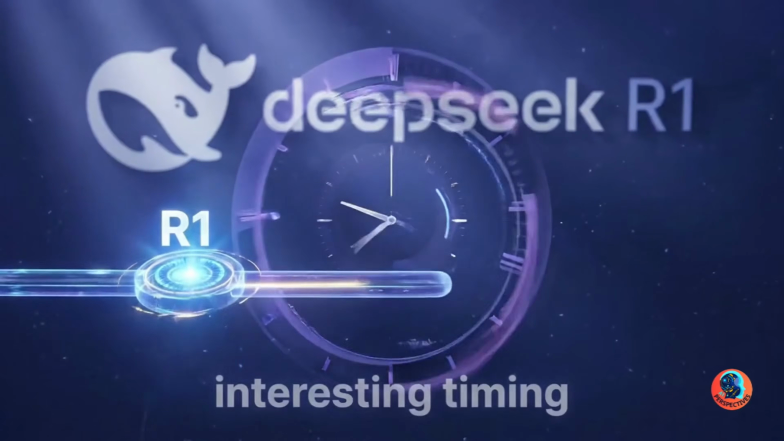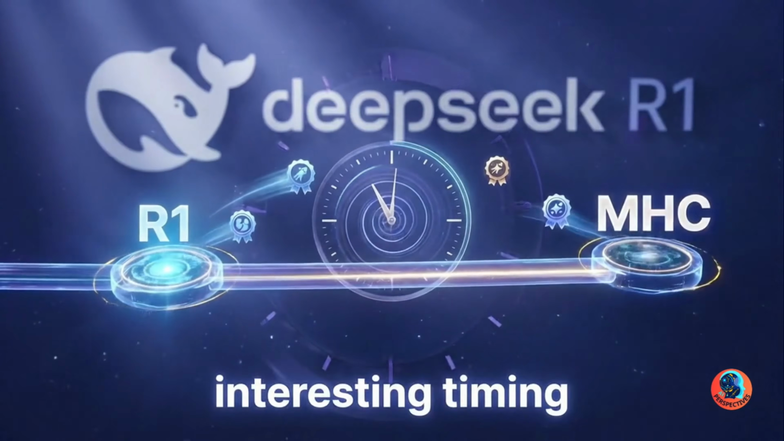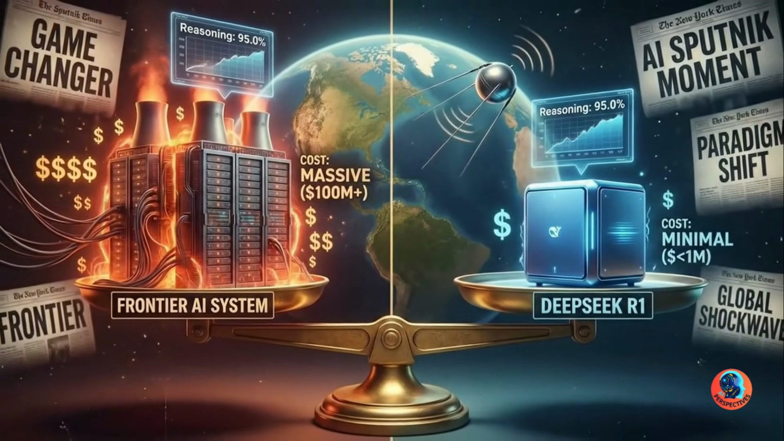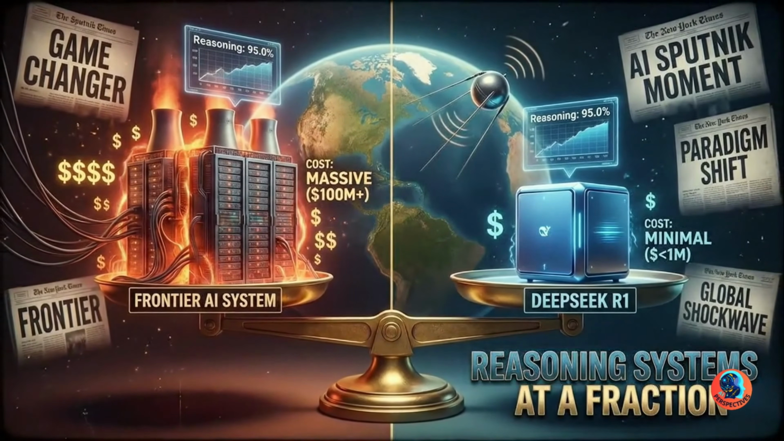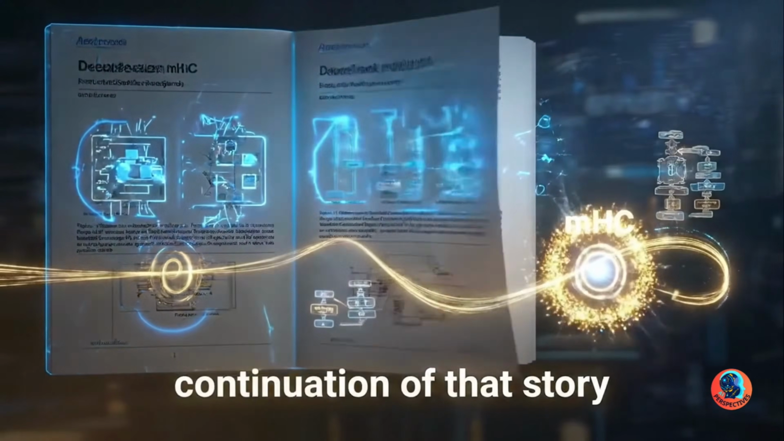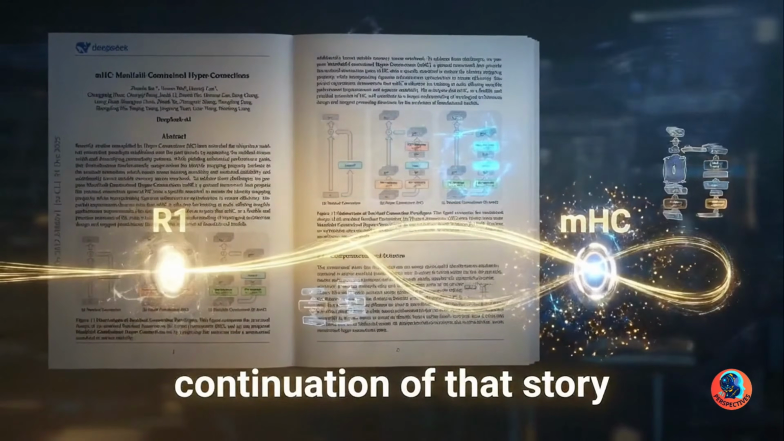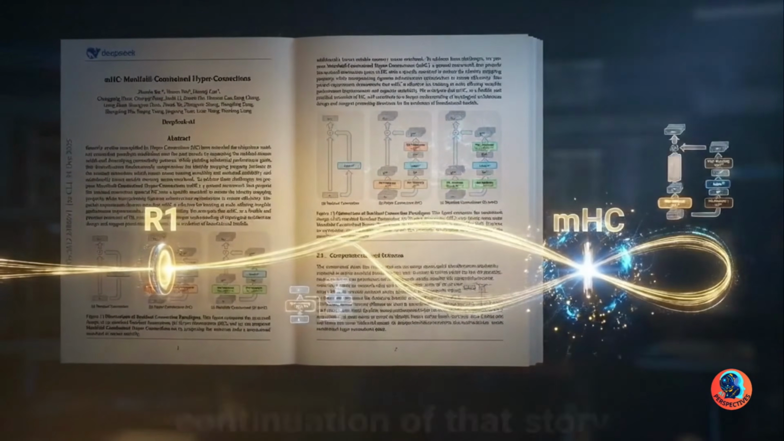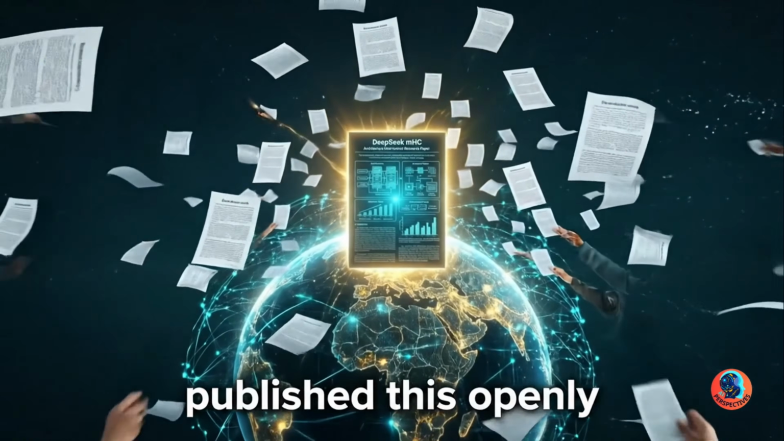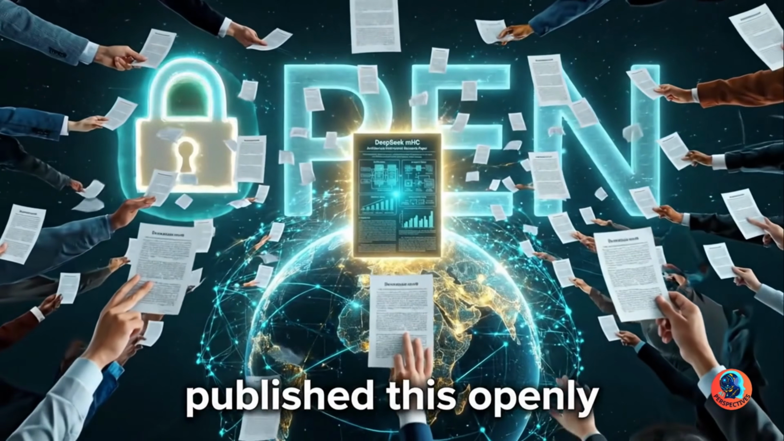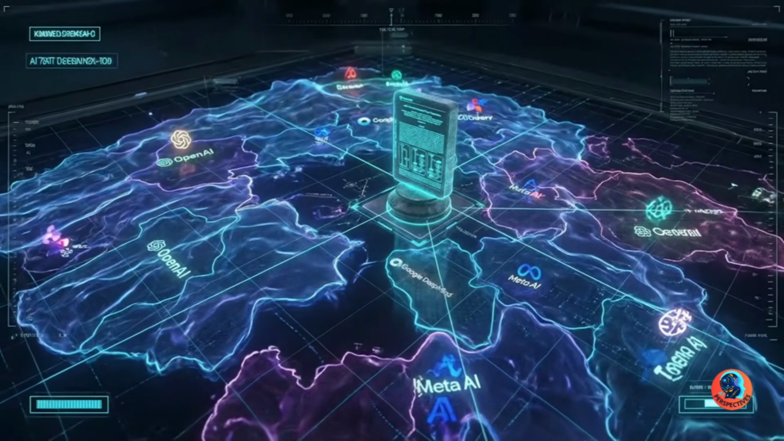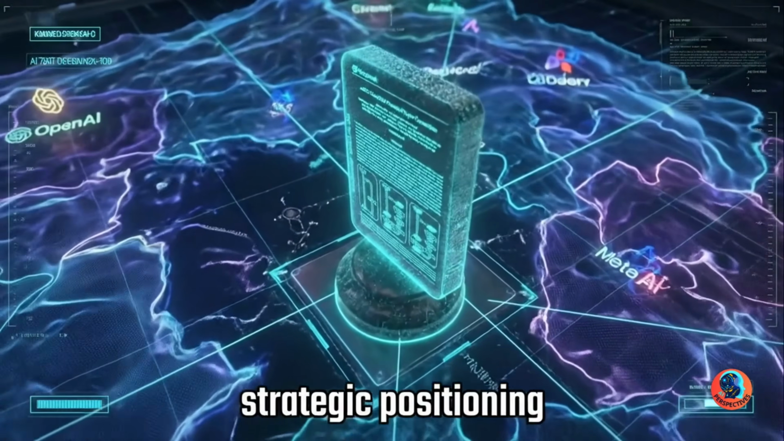What makes this even more interesting is the timing. DeepSeek already made waves earlier this year with their R1 model, which matched frontier reasoning systems at a fraction of the cost. Analysts called it a Sputnik moment. This new paper feels like a continuation of that story. They're not just competing on performance, they're rethinking foundational assumptions. And they published this openly. Anyone can read it, experiment with it, build on it. Some analysts think this signals confidence. Others see it as strategic positioning in a rapidly evolving AI landscape.